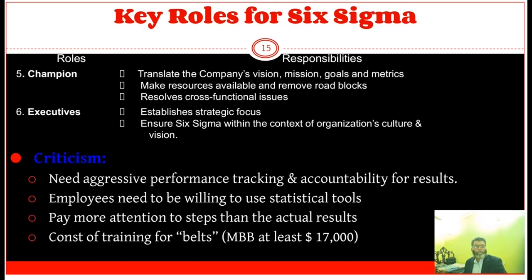Criticism. Need aggressive performance tracking and accountability for results. Employees need to be willing to use statistical tools, pay more attention to steps than actual result. The cost of training for belt is higher.